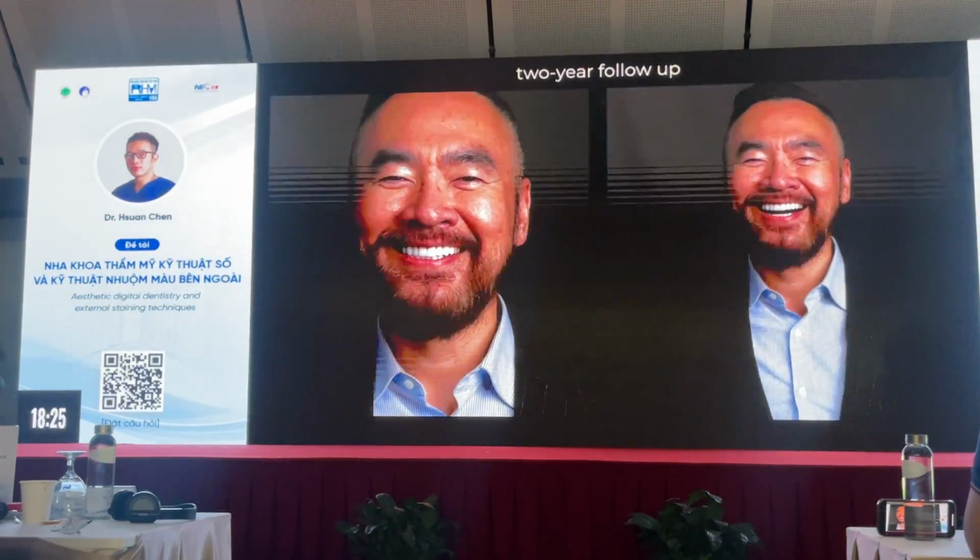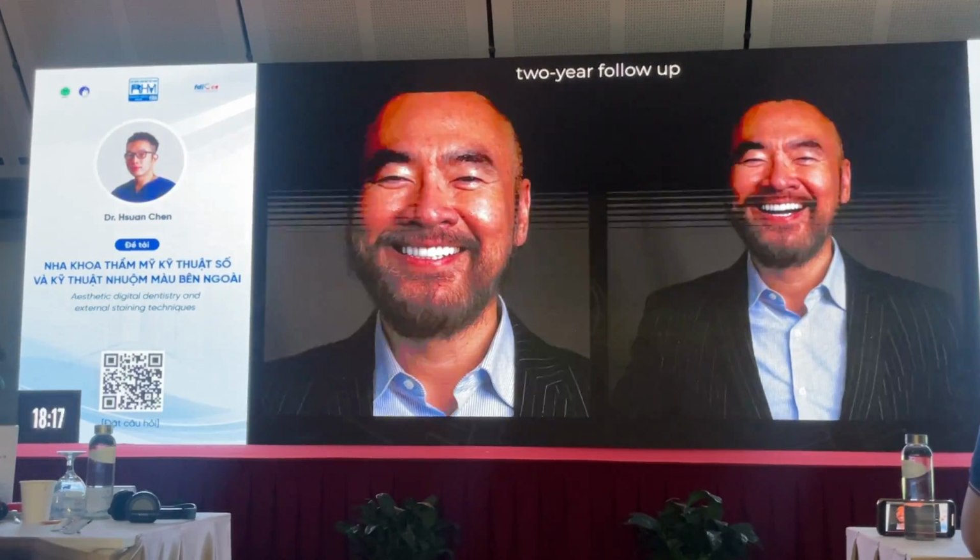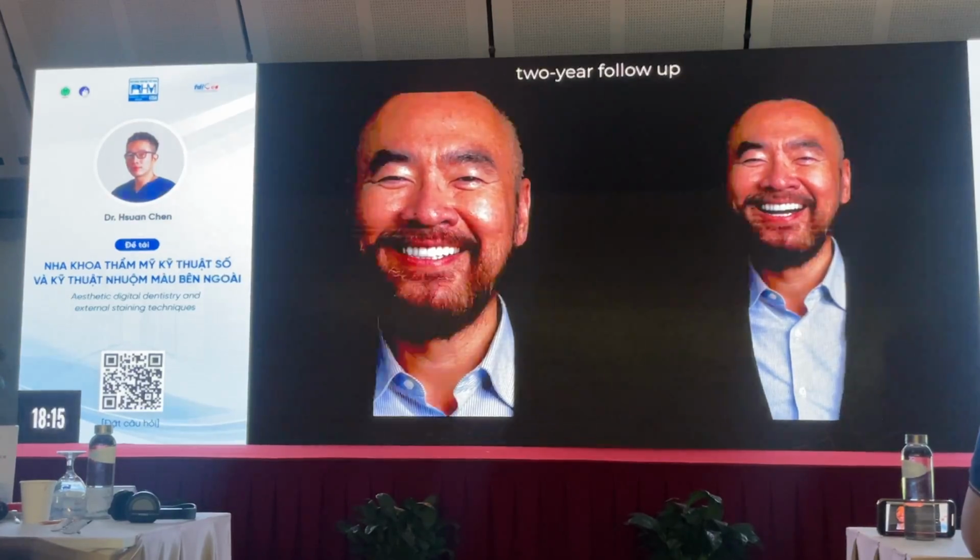And recently he came back for a 2-year follow-up, still has the same smile, and is still very happy about his smile. So this is kind of like a clinical application of what we talked about earlier today. We have ceramic selection, and we also have staining, all done chairside with CEREC in a single day.